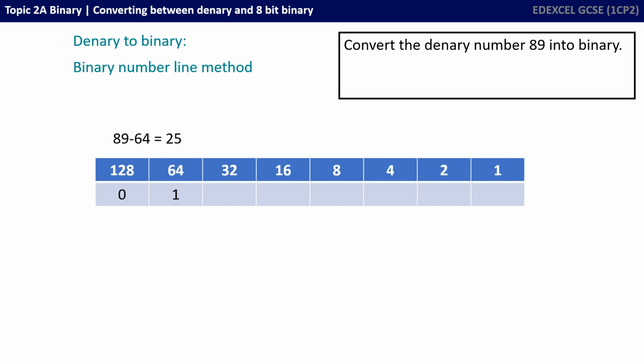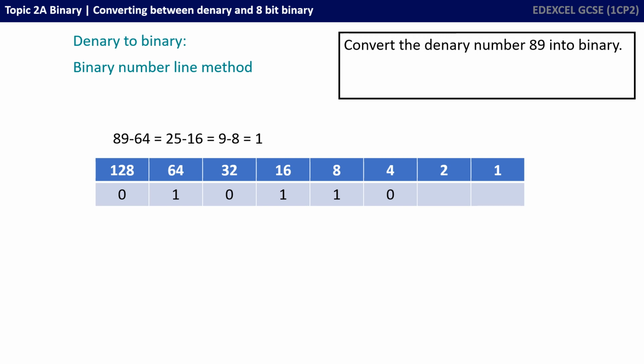So we progress to the next column. How many 32s fit into 25? Well, that's 0 with 25 left over. How many 16s fit into 25? Well, that's 1, and now we have 9 left over. How many 8s fit into 9? Well, again, it's 1 with 1 left over.